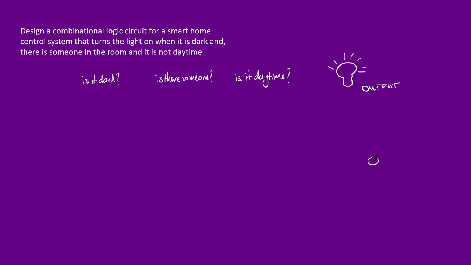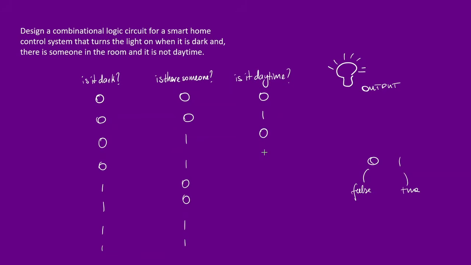Recall in binary, we're going to have 0 or 1. So let's let 0 be false and 1 be true. We have 3 terms. So let's get into drawing our conditions. 0, 0, 0, 0, 0, 1, 4 zeros, 4 ones, 2, 1, 2, 1, 1, 0, 1, 0, 1, 0, 1. So let's see. When is our light going to come on? It turns the lights on when it is dark. So the answer to the question, is it dark, has to be yes. So we know that we're going to look at this.